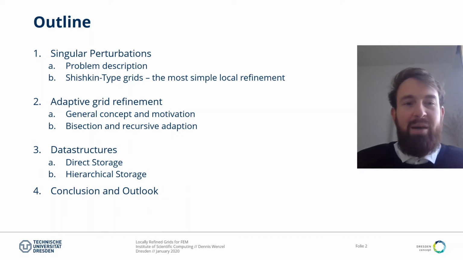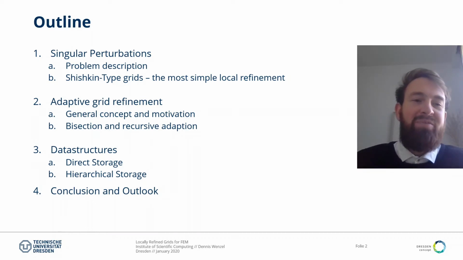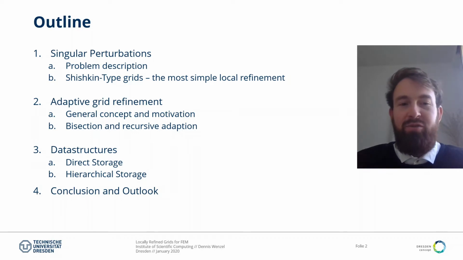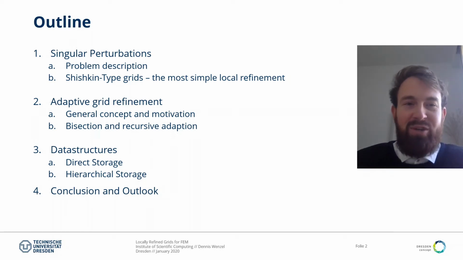And then the next big step on the agenda for today are data structures. The reason for this is that, if you talk about adaptively refinable grids, it's not always the best way to go for the trivial type of storing your grids. We're going to discuss two different approaches there and see advantages and disadvantages and give you a short guideline on how to choose which one when you actually have a practical problem. And then in the end, some short conclusions and outlook.